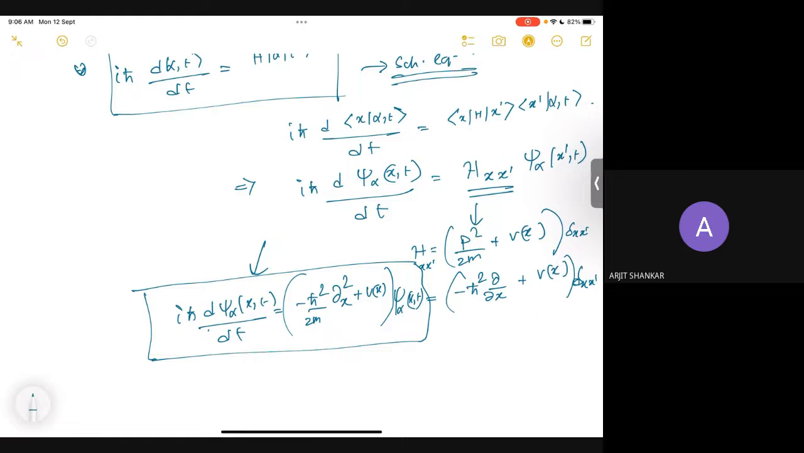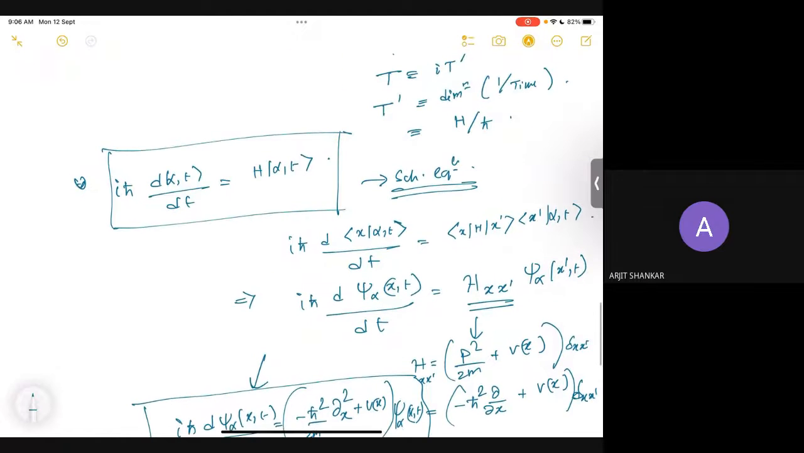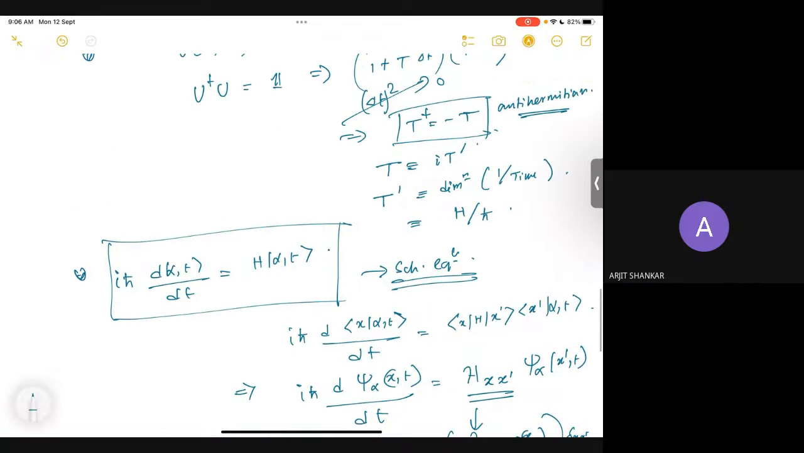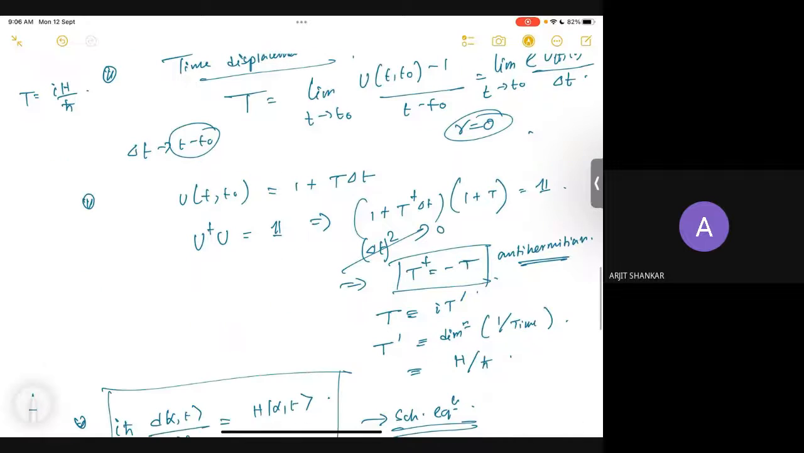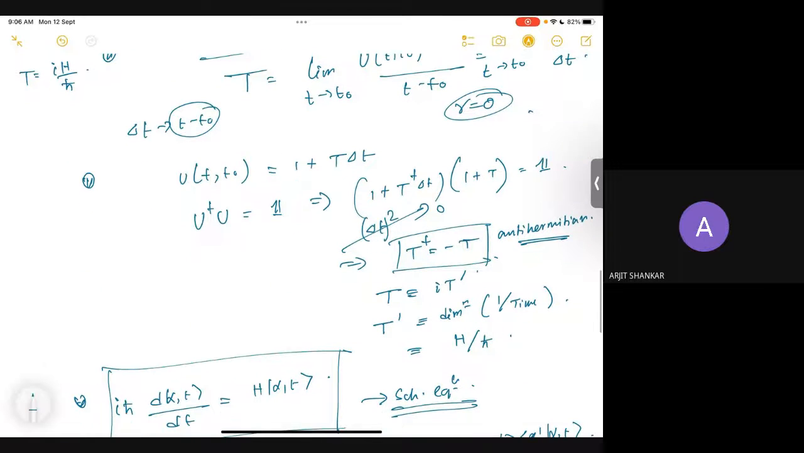Sir, can you scroll a bit? Yeah, here or even up? Sir, a little more. Yes. So here in the second step, where you did U of t comma t naught, can you re-explain this part? This part. Yes, sir.